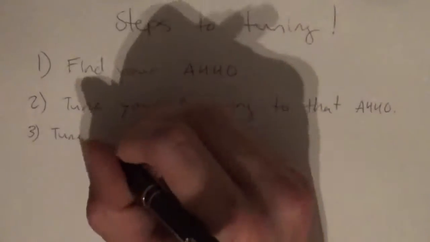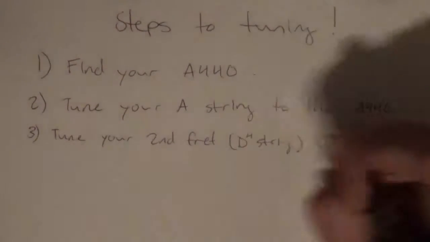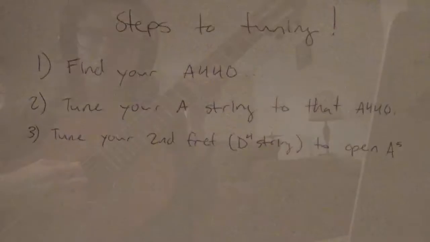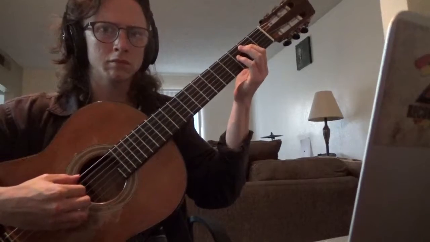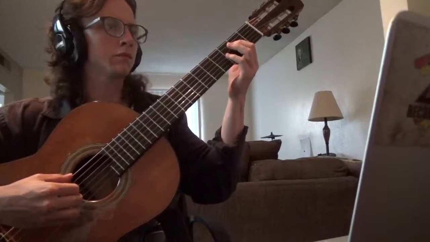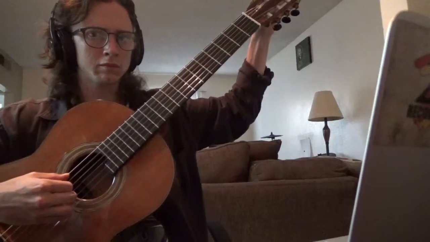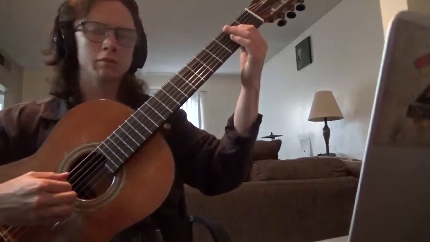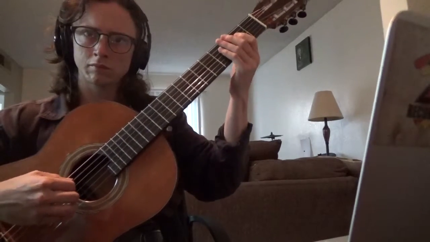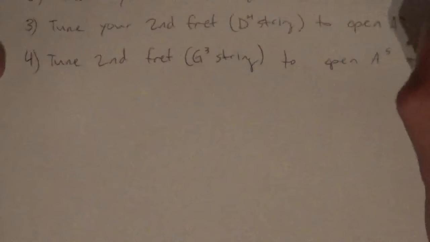After that, what you're going to do is tune the second fret of your D string to your open A. And you'll see me using the perfect fourth as a reference. The next step is to tune the second fret of your G string to your open A.